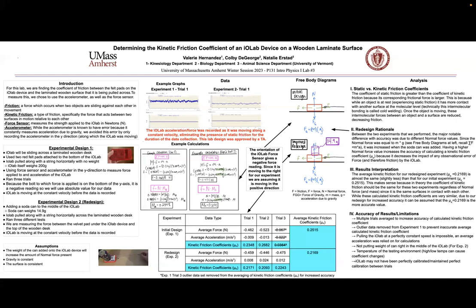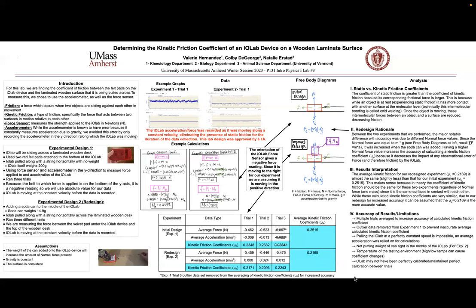For our redesigned experiment, we got that the average kinetic friction coefficient was 0.2169, which is about the same, slightly less than that for our initial experiment, which was 0.2515. That makes sense because in theory, those coefficients of kinetic friction should be the same regardless of the normal force and mass because it is the same 2 surfaces in contact with each other. While they are very similar, we can assume that the redesigned experiment coefficient is actually closer to the true value just because that normal force is larger. And again, it would increase the accuracy.